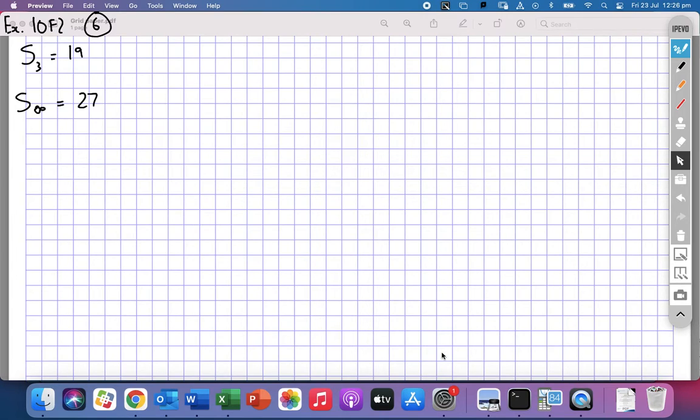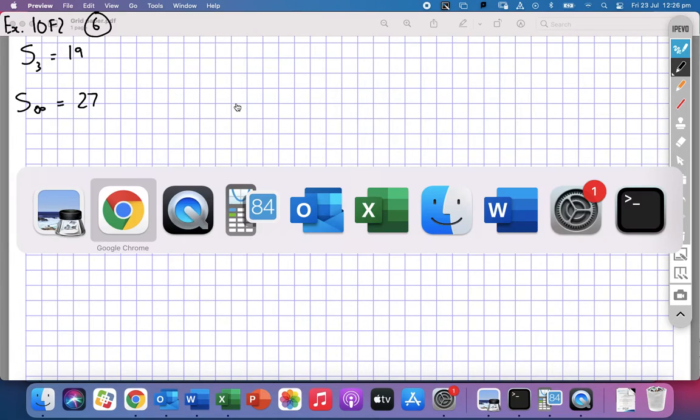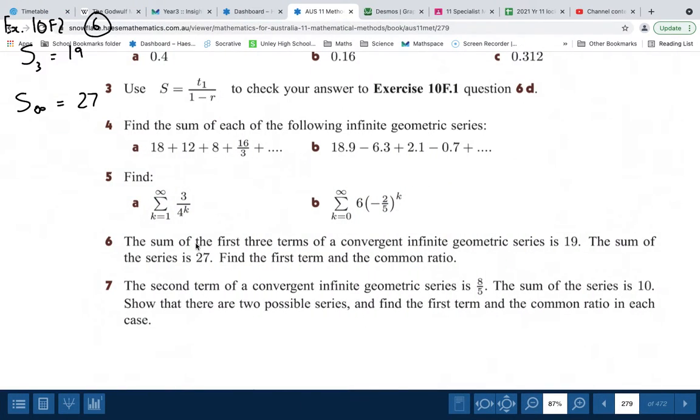Exercise 10F2, question 6. Here in the book: the sum of the first three terms of a convergent infinite geometric series is 19. The sum of the series is 27. Find the first term and the common ratio.